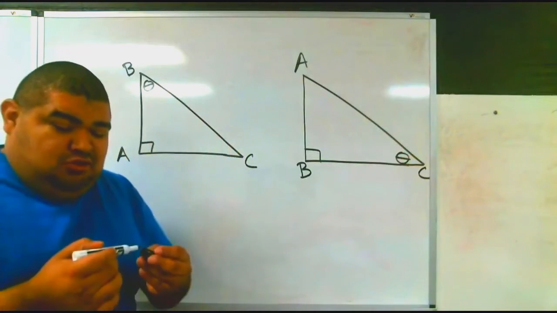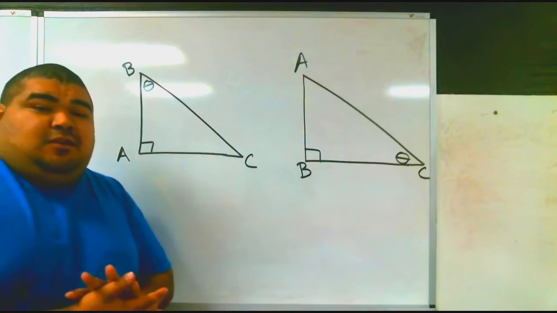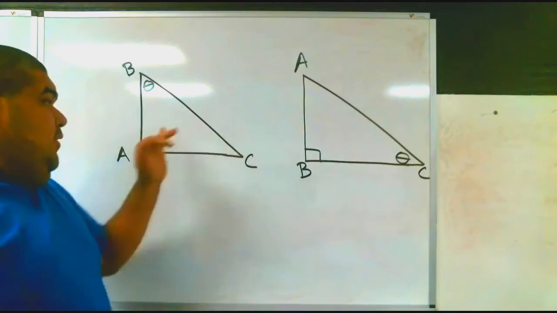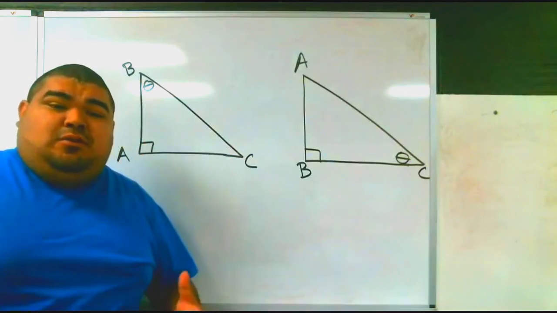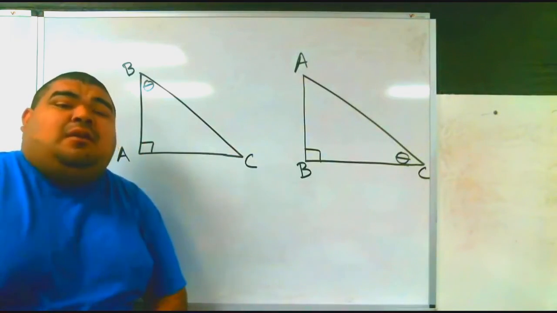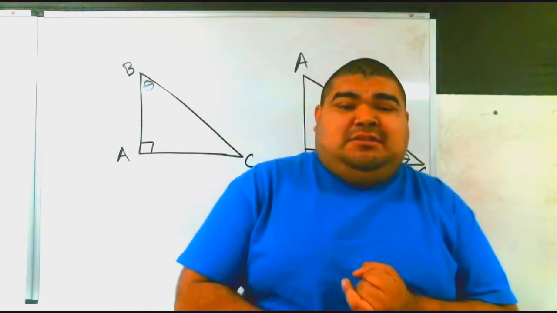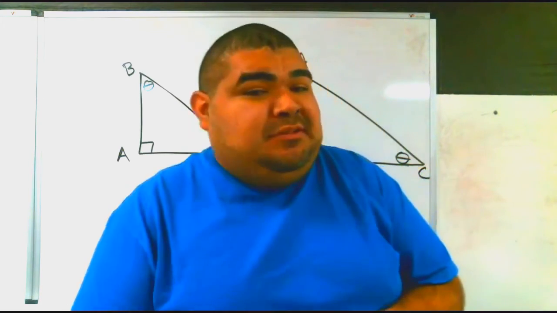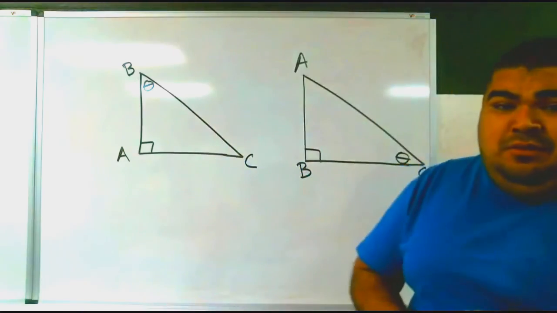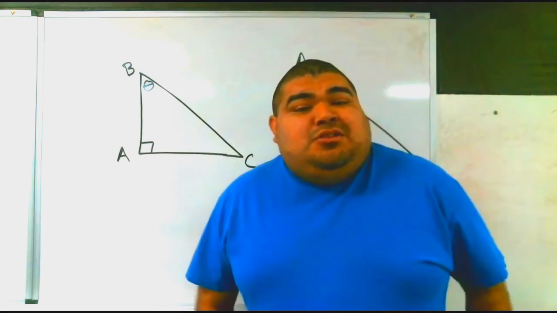Your job today is to label it with the little variables on the side they go on: where little a goes, where little b goes, and where little c goes. Also, you have to label where your hypotenuse is, where your adjacent is, and where your opposite is on the triangle.